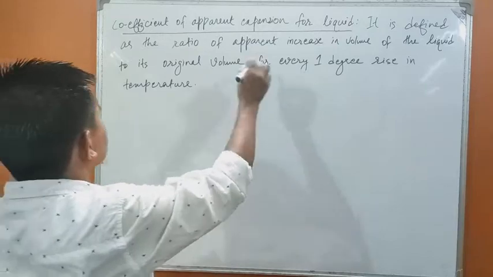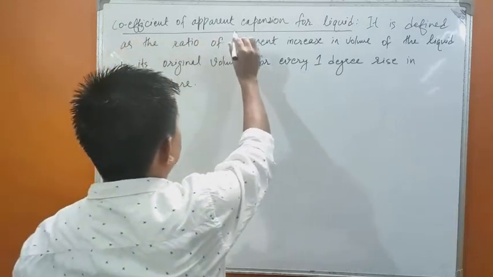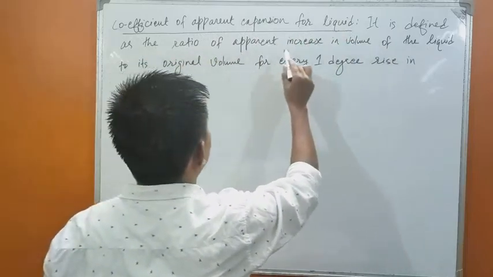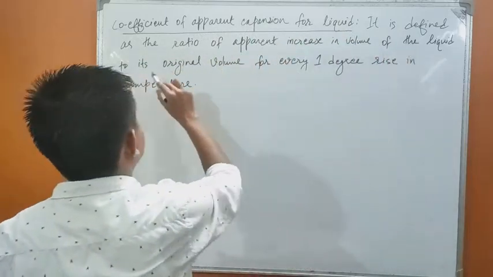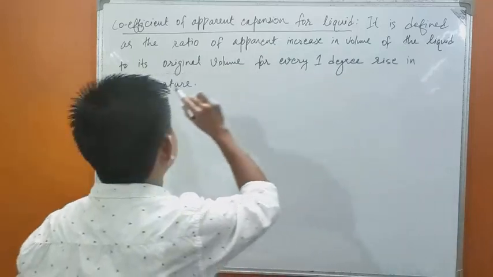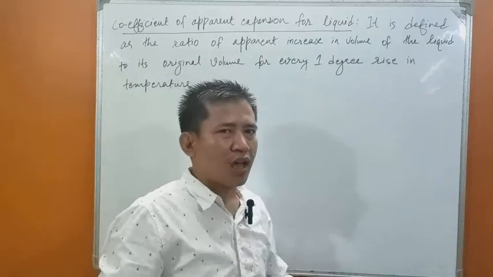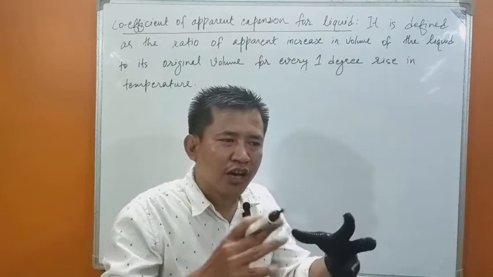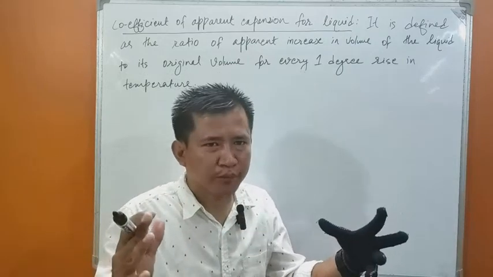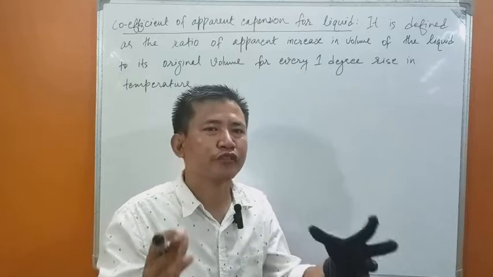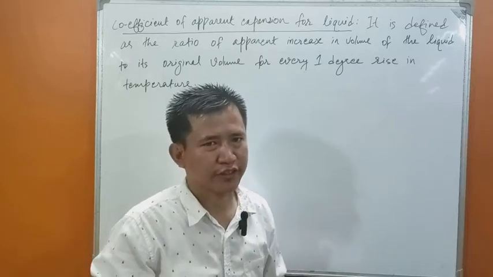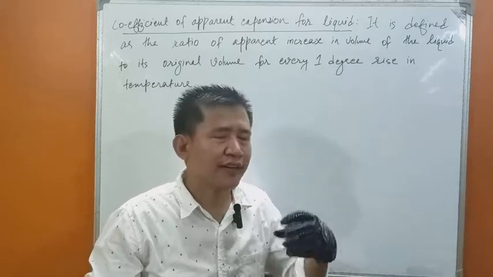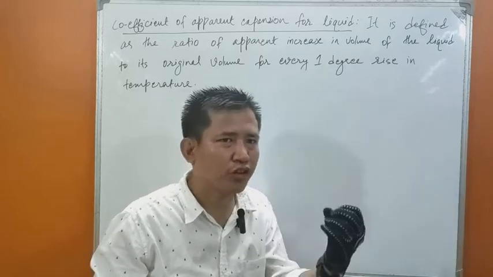Let me read out the definition. Coefficient of apparent expansion for liquid is defined as the ratio of apparent increase in volume of the liquid to its original volume for every 1 degree rise in temperature. For every 1 degree rise in temperature, the fractional increase in volume of the liquid is called coefficient of volume expansion of liquid. Fractional increase in volume means increased volume divided by original volume.